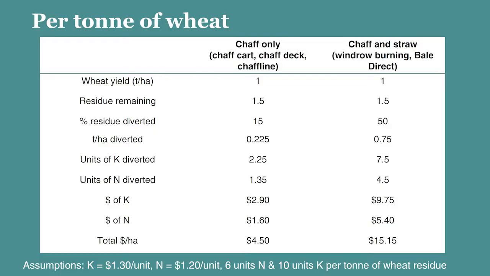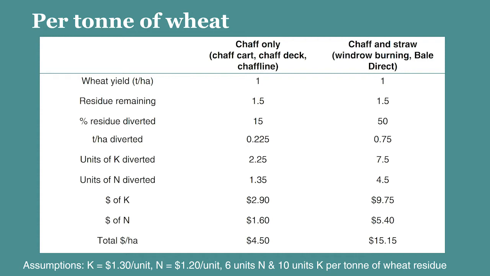So if we do the maths on all of that and work out what is the nutrient removal cost for systems that remove chaff only, for every tonne of wheat yield, we have 1.5 tonnes per hectare of residue remaining. If we remove about 15% of that, then we have removed 225 kilos per hectare of residue. If we calculate how many units of potassium and nitrogen, we know that there's a total of about $4.50 per hectare of nutrients for every tonne of wheat harvested.